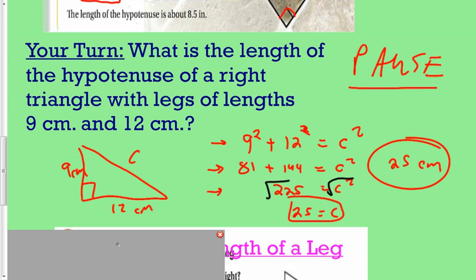To figure out c, we have to take the square root. So then the square root of c squared is just c, and the square root of 225 is 25. So our answer is 25 centimeters.